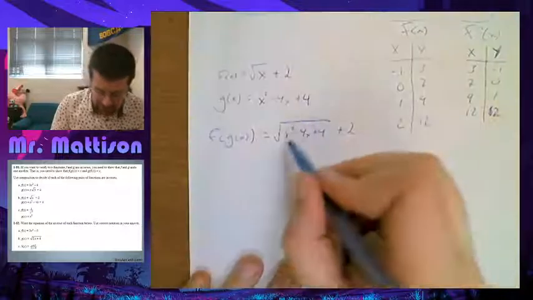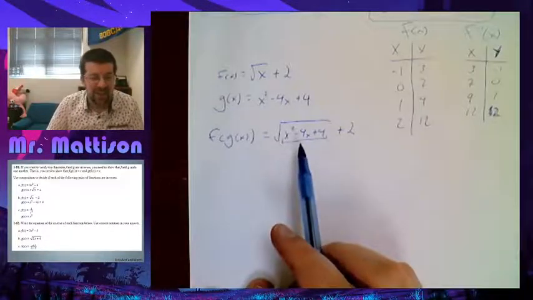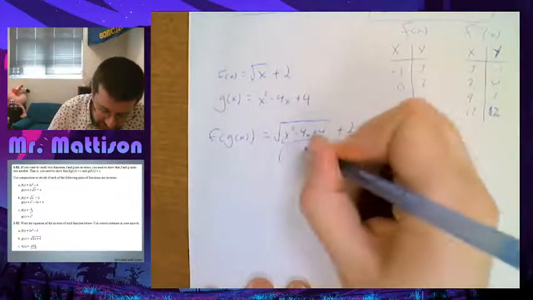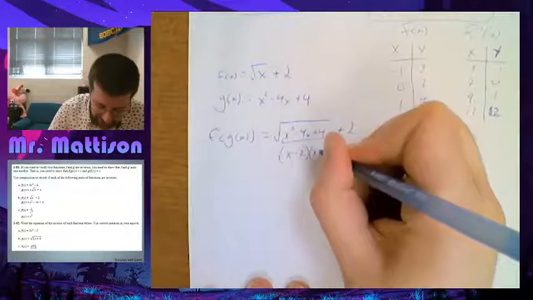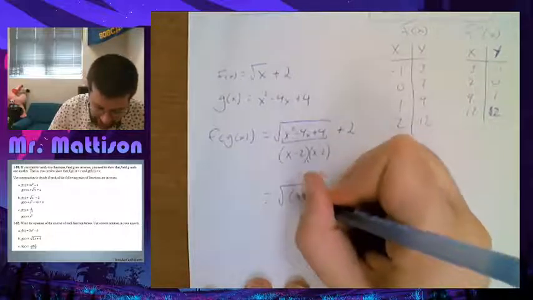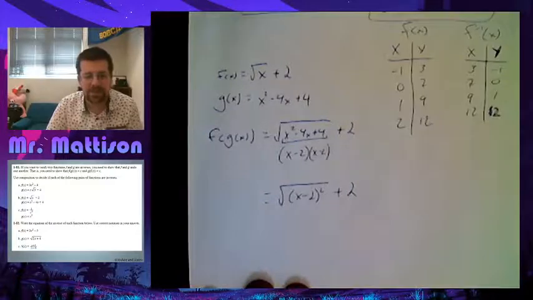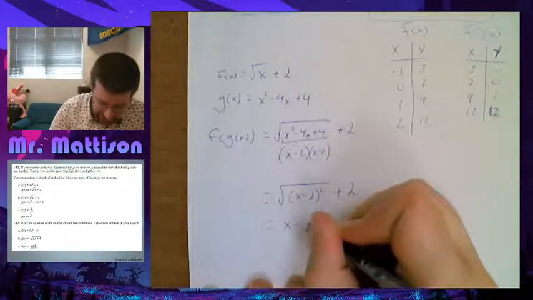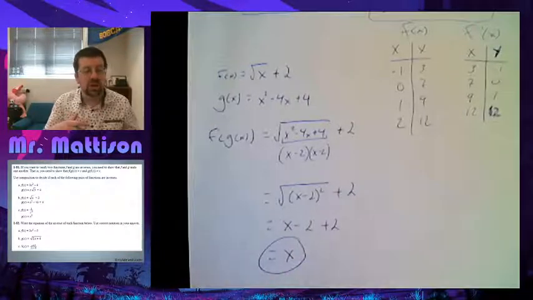How can I work with this inner part? Well, I can factor it. Let's see if that helps. Multiply to be 4, add to be negative 4. It's going to be x minus 2 and x minus 2, which is another way of saying it's the square root of x minus 2 squared, plus 2. The square root and the square cancel out, so I'm just left with x minus 2 plus 2, which is just x, which is what we should get, right?